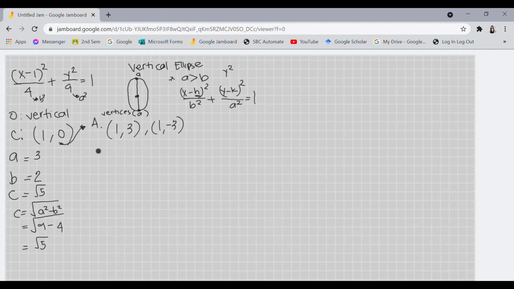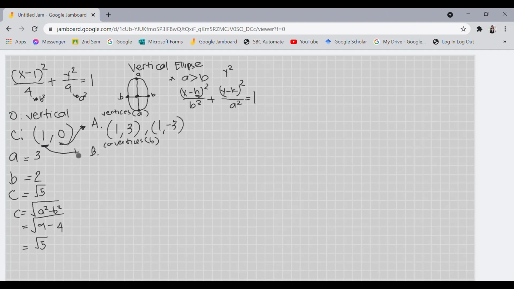Okay? And then, for your letter b, which is the co-vertices, that is in terms of b. So, vertical ellipse, ibig sabihin horizontal minor axis. The endpoints of your minor axis is b. So, meaning ang ating direction is going to the right side and to the left side. Again, from (1, 0). Move ka ng right and left, ang magbabago naman po dun ay yung x-coordinate.